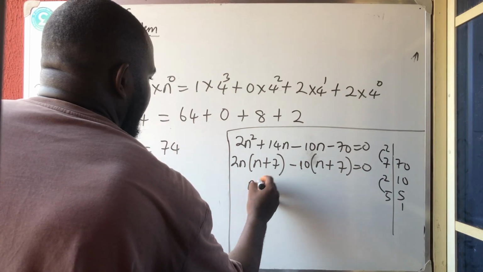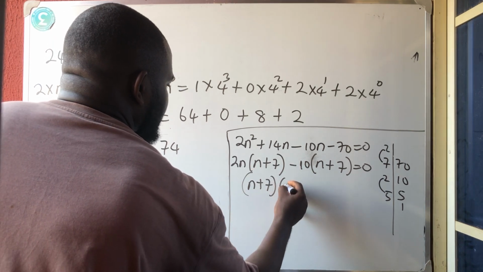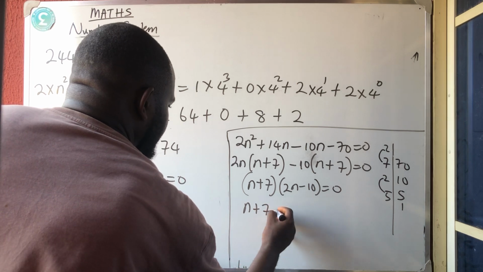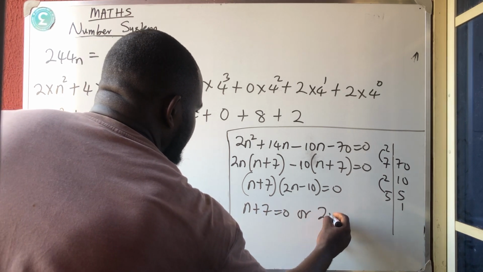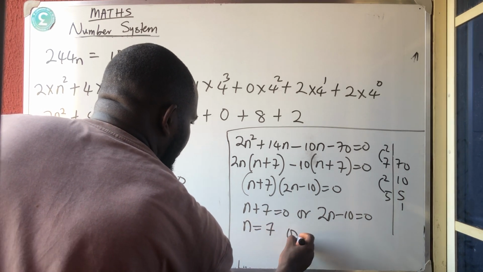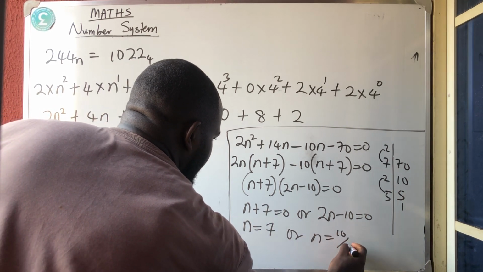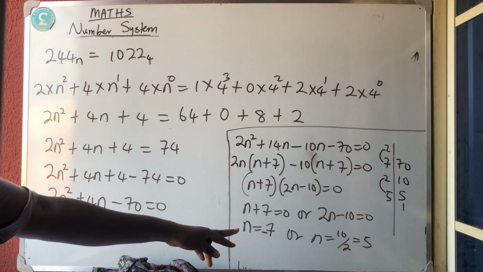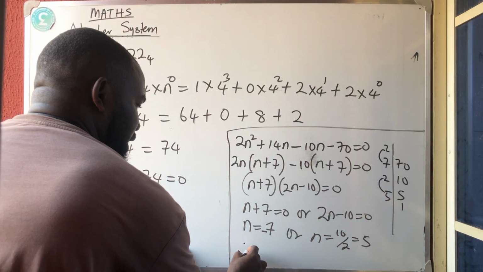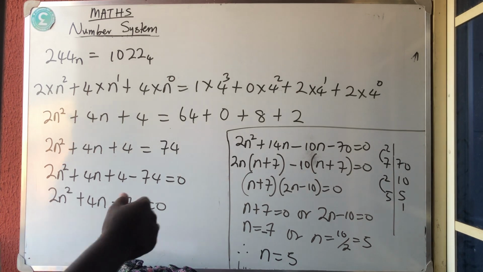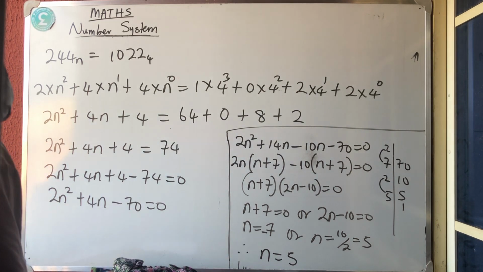Okay, so I'm having n plus 7 and 2n minus 10 is 0. So therefore n plus 7 is 0, or 2n minus 10 is 0. So therefore n is equal to minus 7, or n is equal to 10 divided by 2, which is what? 5. So sorry, minus 7 here. Now, but a number base cannot be negative, so therefore my n is just 5. So that is that. So let's solve one more question from that, and then we are good to go.